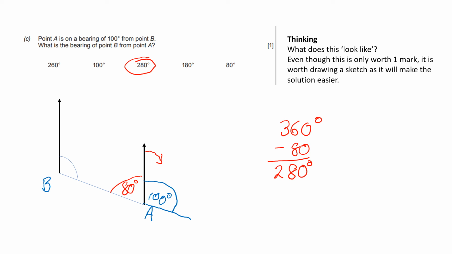But just be careful. Remember the 3 rules of bearings. You need to learn those 3 rules. Rule 1, you start by facing north. Rule 2, you will turn clockwise. And rule 3, you will use 3 digits.